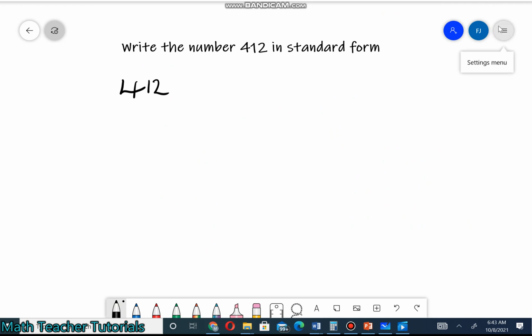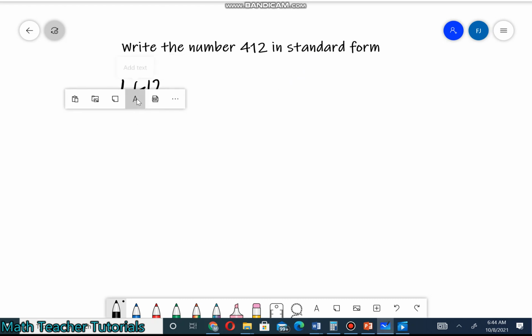If, for example, we are given the question that says, write the number 412 in standard form, we can identify that the number 412 is in what is called ordinary form. It's an ordinary number, and we are being asked to write this number in standard form.